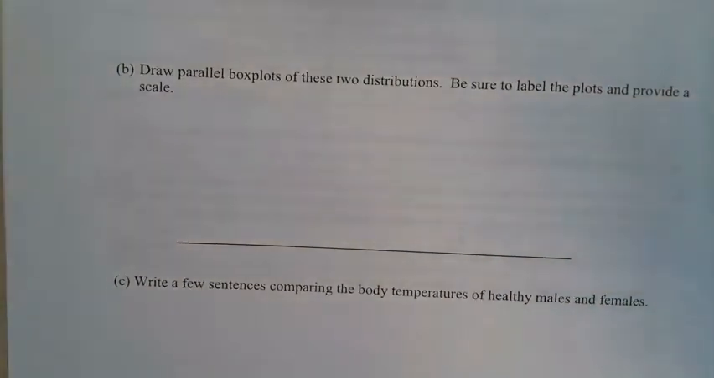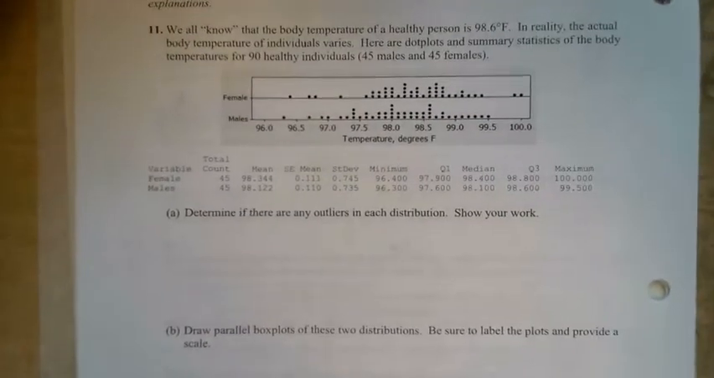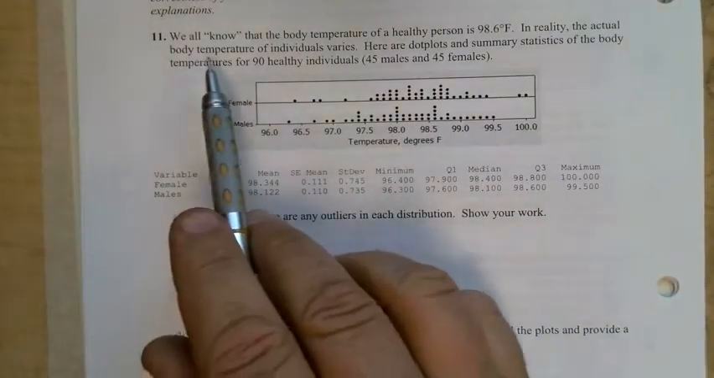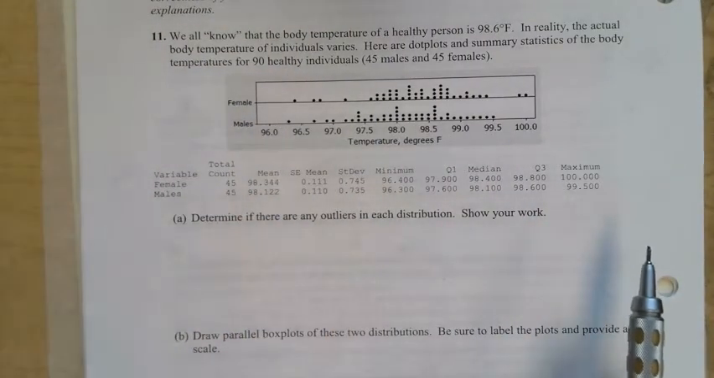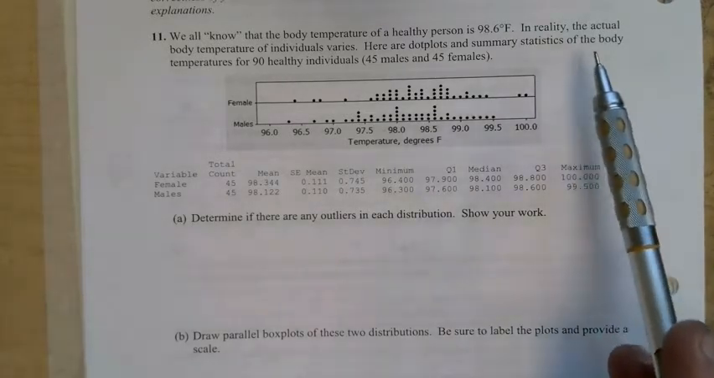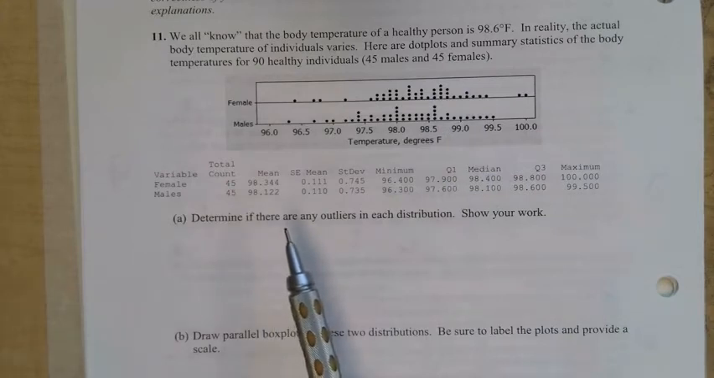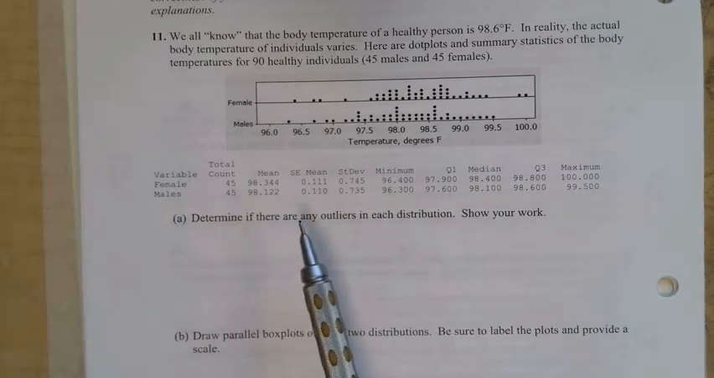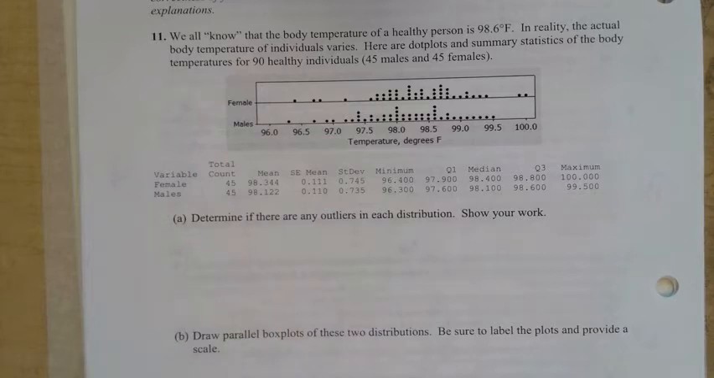Part 2, free response. Okay, let's talk about these. We all know that the body temperature of a healthy person is 98.6, right? And if you have a fever higher than 100.4, you should not come to school because that means you might have COVID. In reality, the actual body temperature of individuals varies. That's why we don't say if you have higher than 98.6, stay home. Anyway, enough discussion.